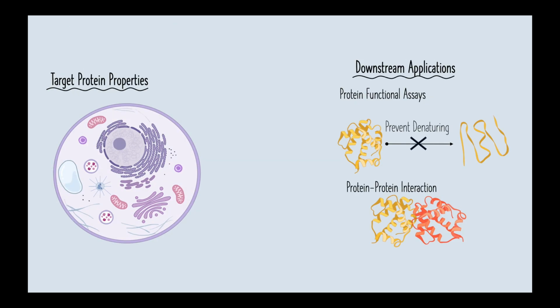Two main factors should guide your selection of the appropriate lysis buffer. These are target protein properties. Consider whether your protein is cytoplasmic or membrane-bound. This will heavily influence the type of detergent you should use. Second, you've got your downstream applications. Think about what you plan to do with your protein after purification. This will determine the specific components and concentrations needed in your buffer.